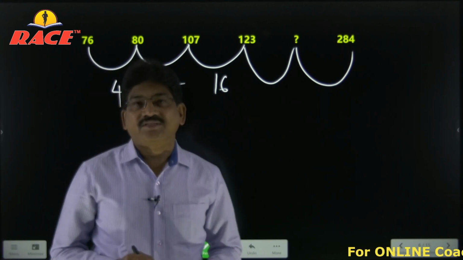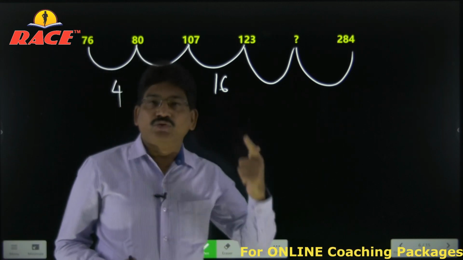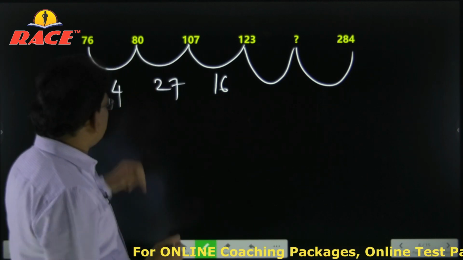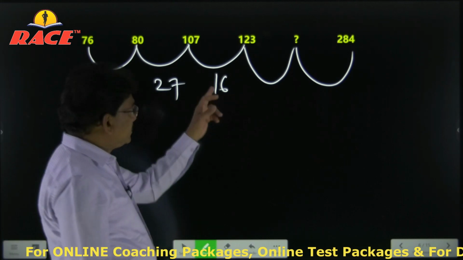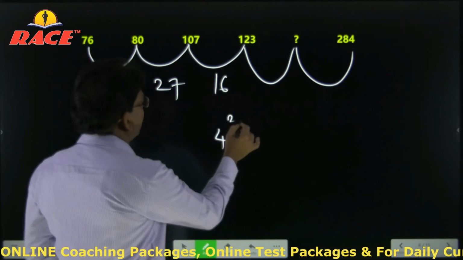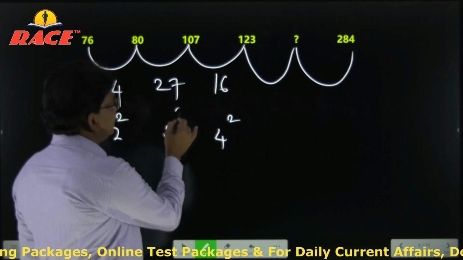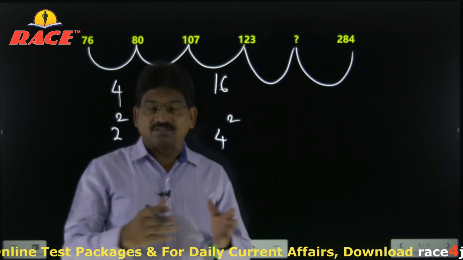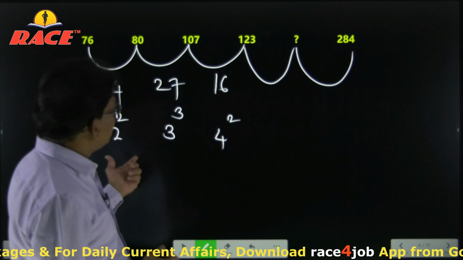What are these numbers? The moment you see 4, 27, 16, this should come to your mind: these are squares or cubes. This is 2 square, you can make out. This is 4 square. But what about 27? 27 is a cube, 3 cube. So the numbers in the series will be in one particular order. See, what is the order?